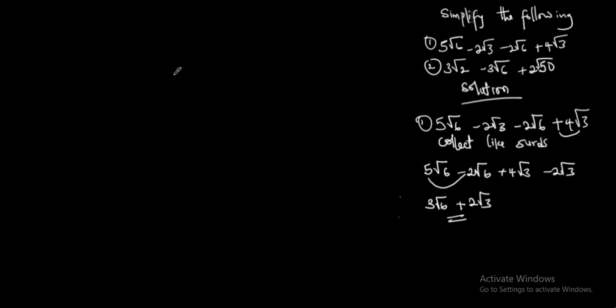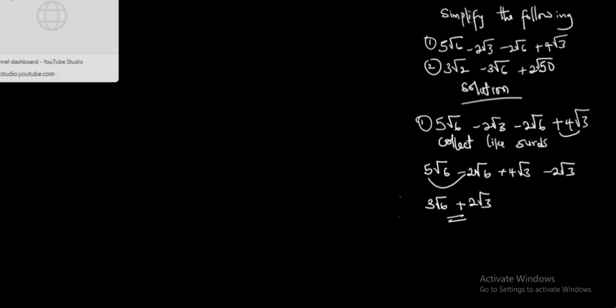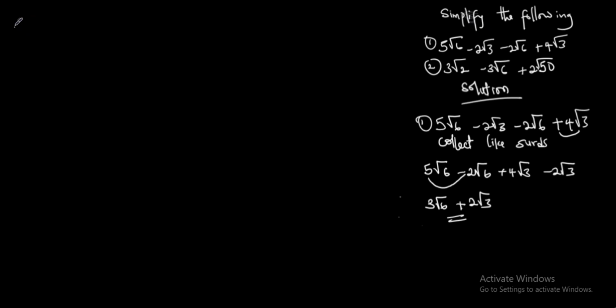Now, question 2 is a bit tricky. Question 2 says 3 root 2 minus 3 root 6 plus 2 root 50. Now, you'll see that all of them are all unlike surds.